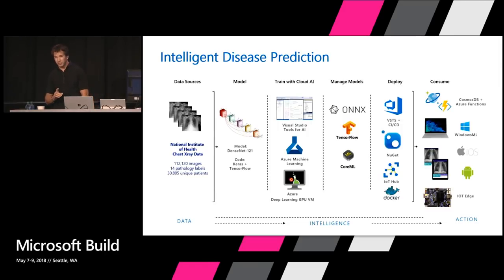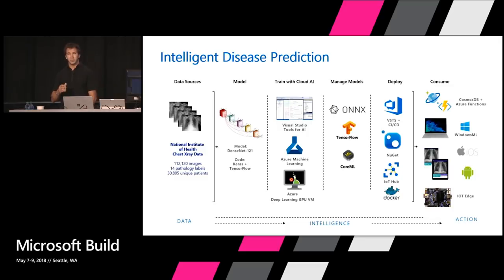Now, I'm going to show you a couple of different ways to deploy the models because this is super important. Working inside Microsoft, we work with a lot of different platforms. We sometimes need to deploy models to the IoT edge. Sometimes we need to deploy models to Azure and run in the cloud. Sometimes we need to deploy them on iOS or on Windows or on Android.